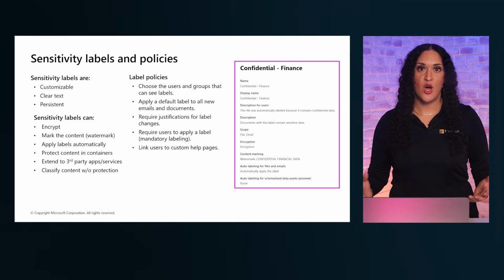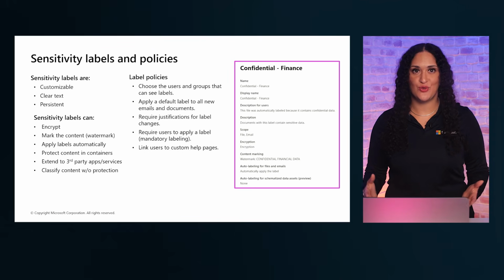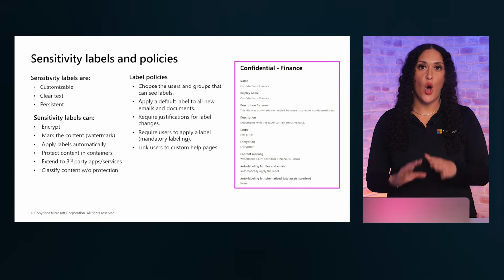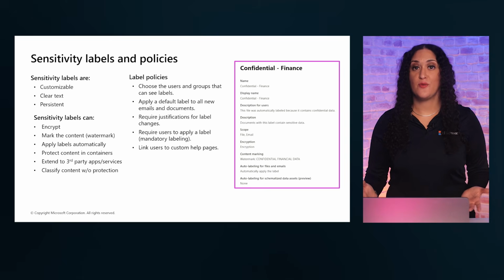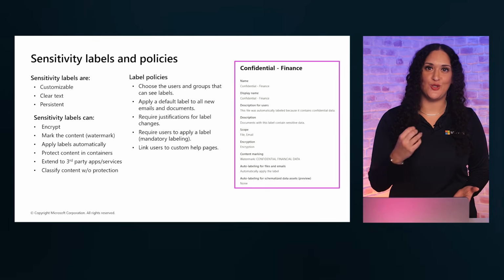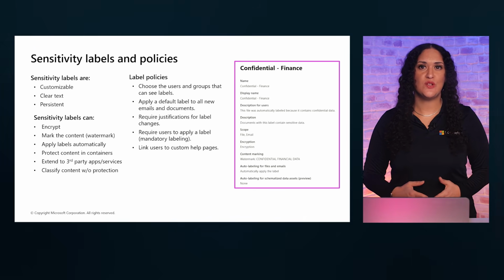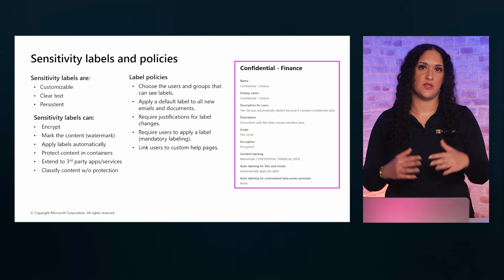A label can encrypt content, add visual markings like headers, footers, or watermarks, or simply classify information without applying protection. Labels can also be applied automatically based on sensitive information types, or recommended to users at the right moment, thus helping organizations protect data consistently while reducing the reliance on manual decisions.